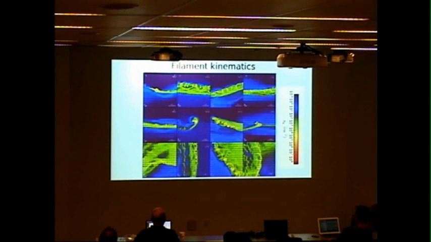So moving on to the kinematics, here I show again the mass-weighted hydrogen density for each filament, and overplotted are the velocity vectors in the center of mass frame of each region.